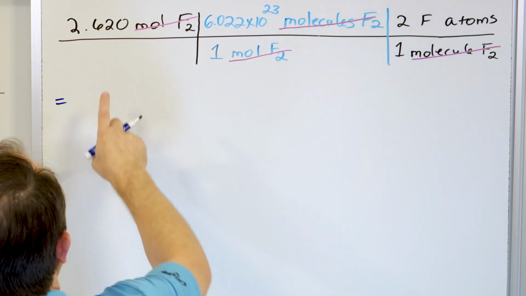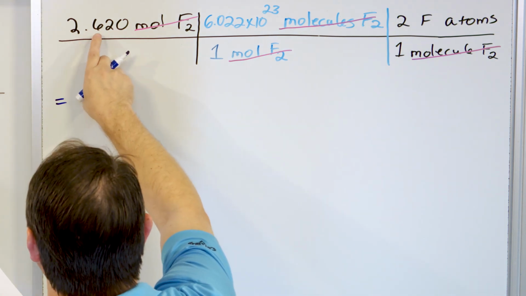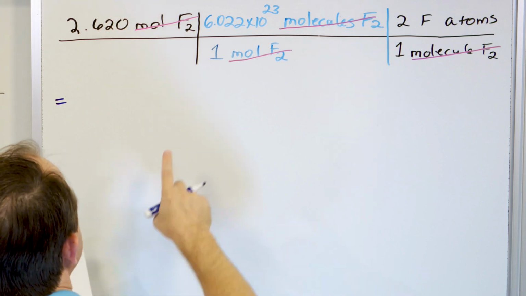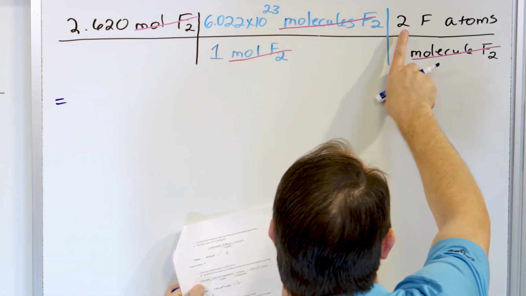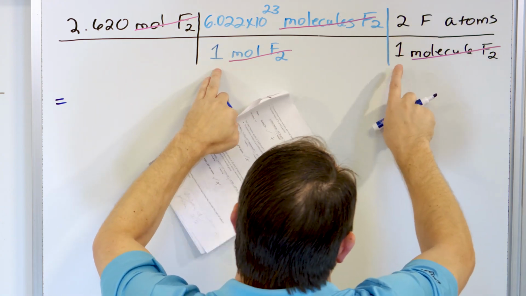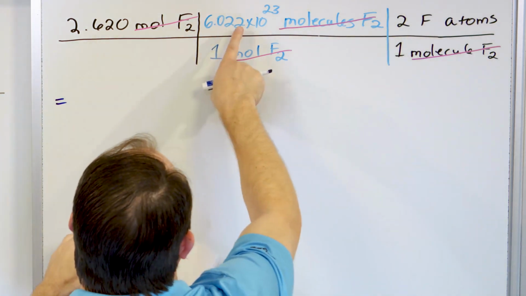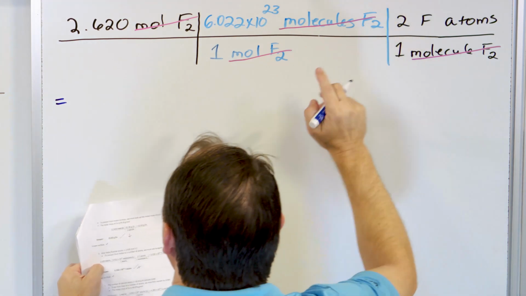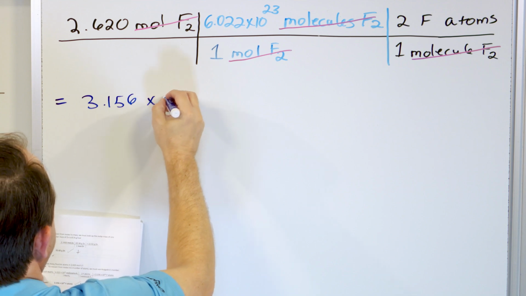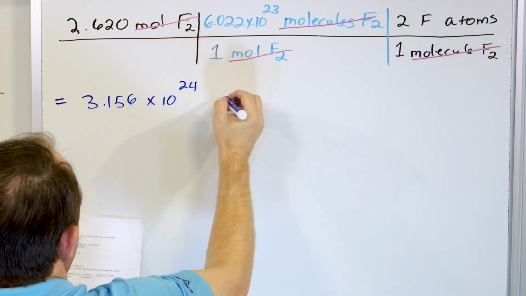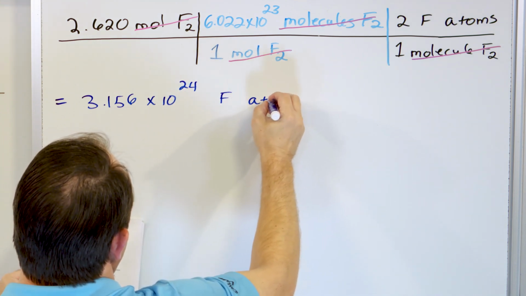Right? So what you do is you take 2.620, you multiply it by 6.022 times 10 to the 23rd, and then you multiply by 2. Of course, you're dividing by 1 2 times, but that doesn't change anything. So multiply this, multiply by 2, and then what you're going to get is 3.156 times 10 to the 24 fluorine atoms.